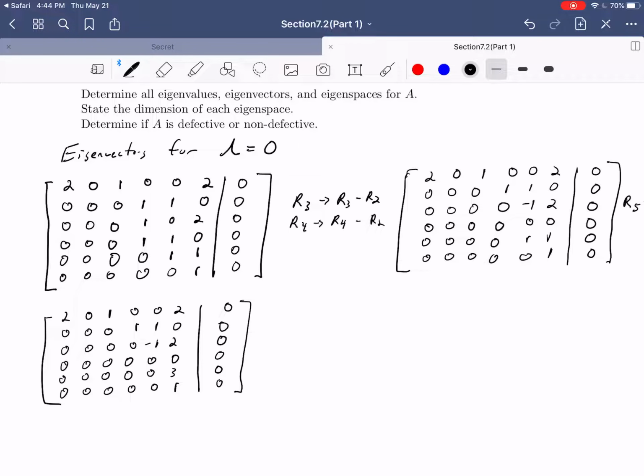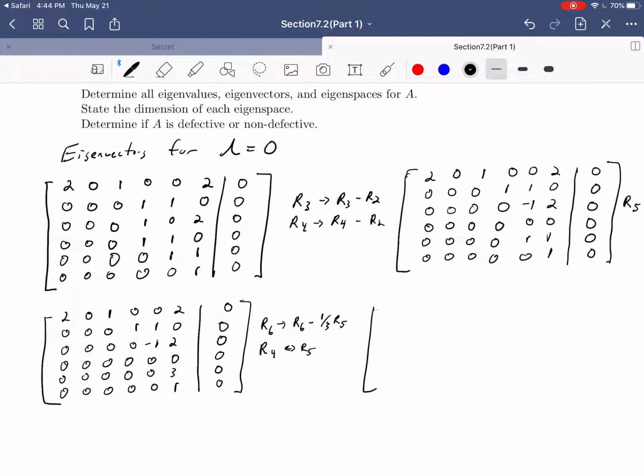All right, last thing we can do is we can use, say, this guy to remove this. So we'll do a couple things sort of simultaneously. We'll go ahead and we'll do R6 and replace it with R6 minus 1/3 R5. And then we'll also, after we do that, interchange row 4 and row 5.